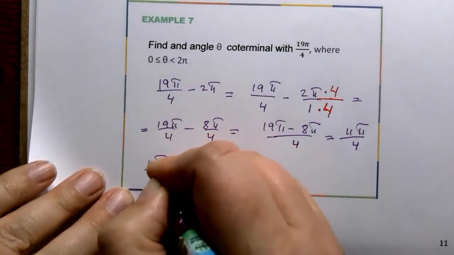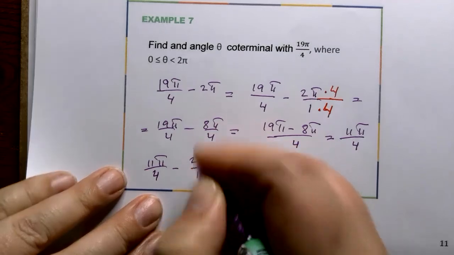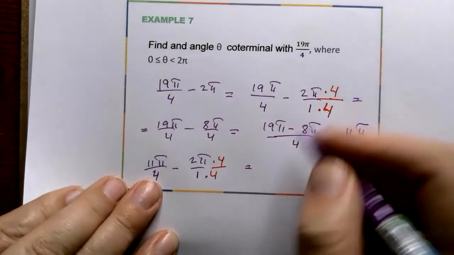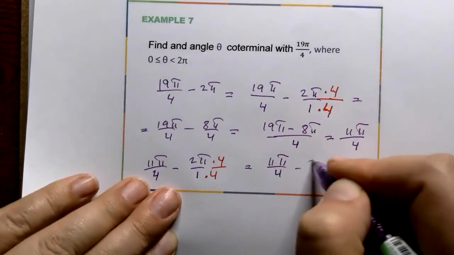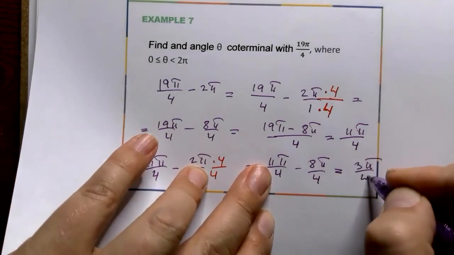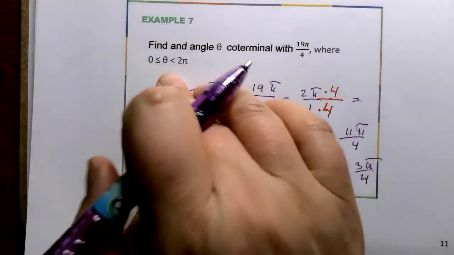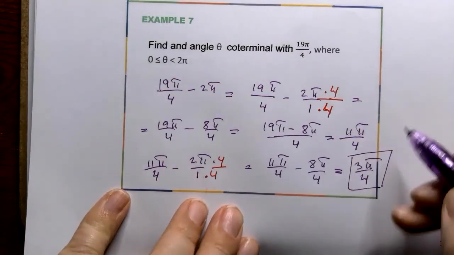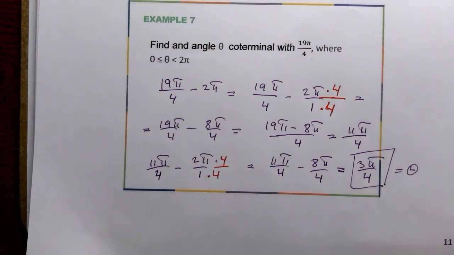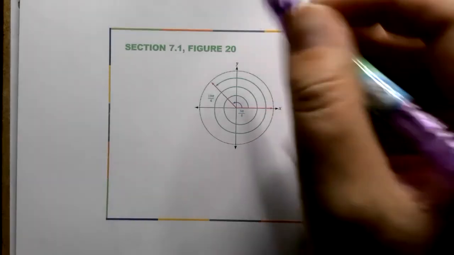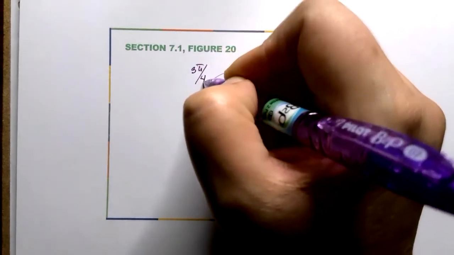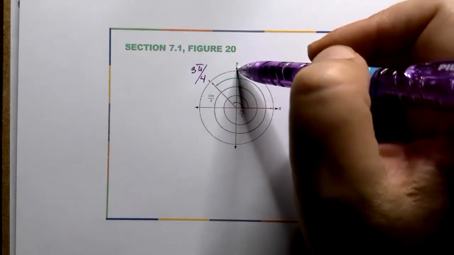So 11 pi over 4 minus 2 pi over 1. Again, multiply by 4, the top and the bottom. We get 11 pi over 4 minus 8 pi over 4, and that gives us 3 pi over 4. Now we are in the correct range. So our theta that's coterminal with 19 pi over 4 is going to be 3 pi over 4. If you're curious about what it looks like, it's here. 3 pi over 4 is this angle right here. It's one of our famous angles that we're going to be using a lot. That's a quarter of a circle and an eighth.